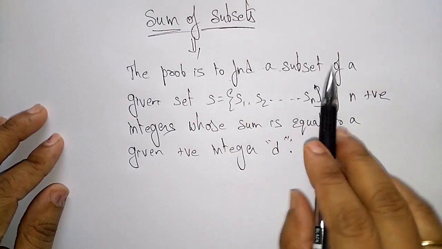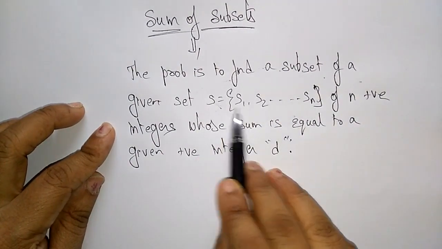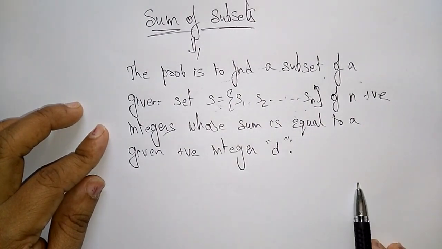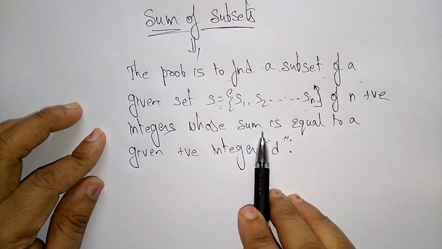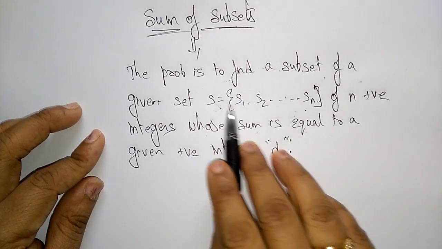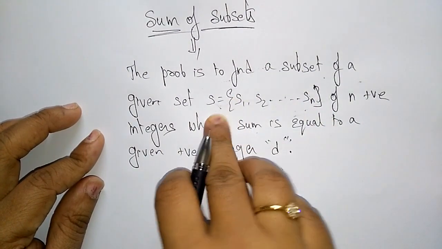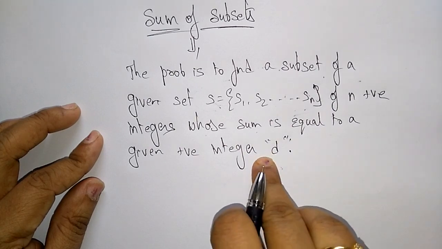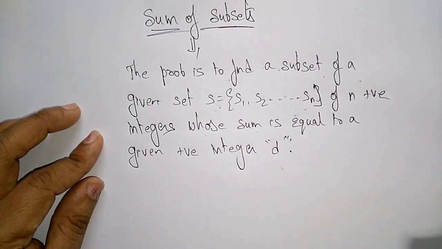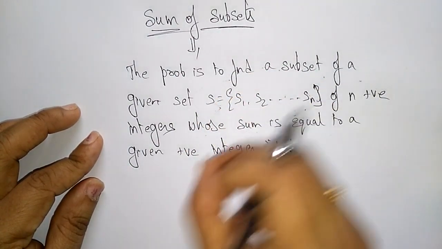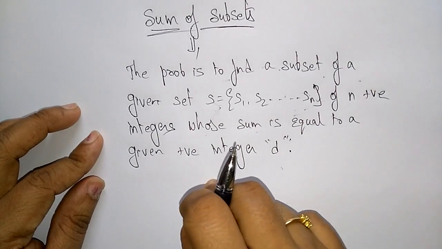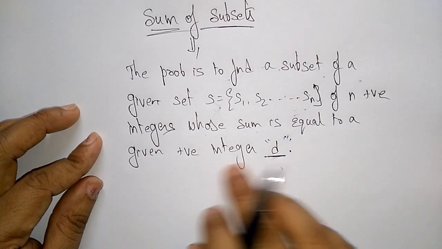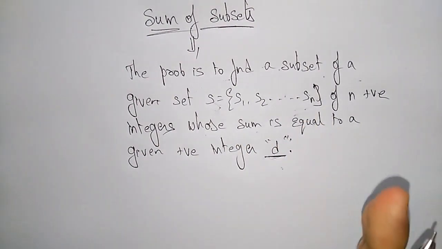So the problem is to find a subset of the given set. For this given set S1 up to Sn, we have to find different subsets of n positive integers whose sum is equal to the given positive integer d. Whatever subset we find from this set, the sum of its integers should be equal to the given integer d. So that is the condition for sum of subsets.